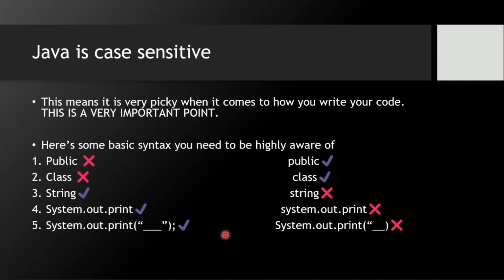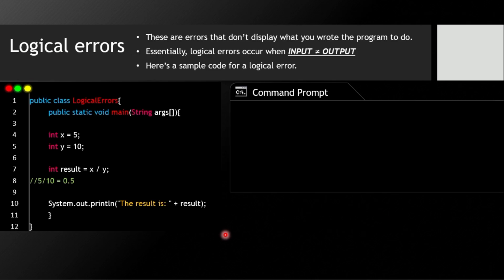What do you want me to do with this actual line of code? You get the idea. Alright, so with that being said, let's look at the other types of errors, which are logical errors. These are errors that don't typically display what you wrote the program to do. Essentially, when input is not equal to output. So here's a sample code of the logical error. And then we have public class LogicalErrors, public static void main String args, and we declare 5 as an integer. We'll talk about data types in future videos, but let's just go with it.